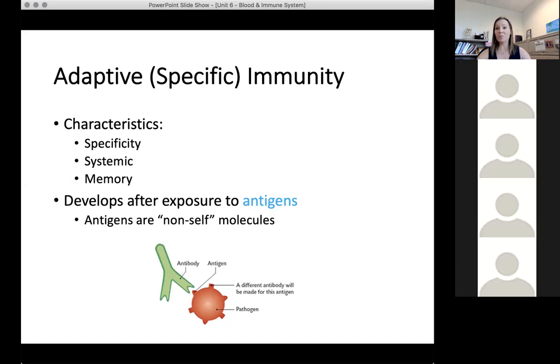So the more variety of pathogens that you are exposed to, the more you're actually building up your immune system, because then you have the capability of recognizing all those pathogens at a later time and properly defending against them. So adaptive immunity develops as a result of exposure to antigens, which are, in this case, foreign antigens. They're non-self, so not cells that belong to you. And these will trigger an immune response.